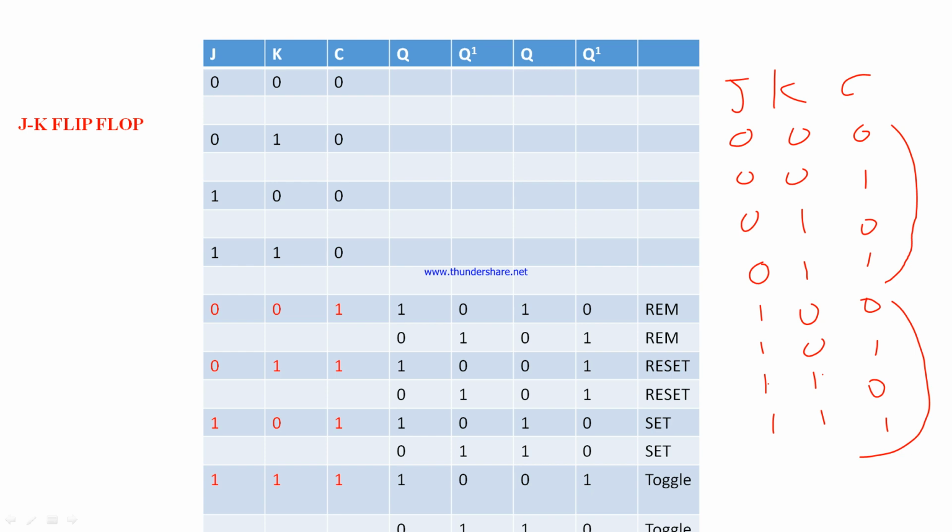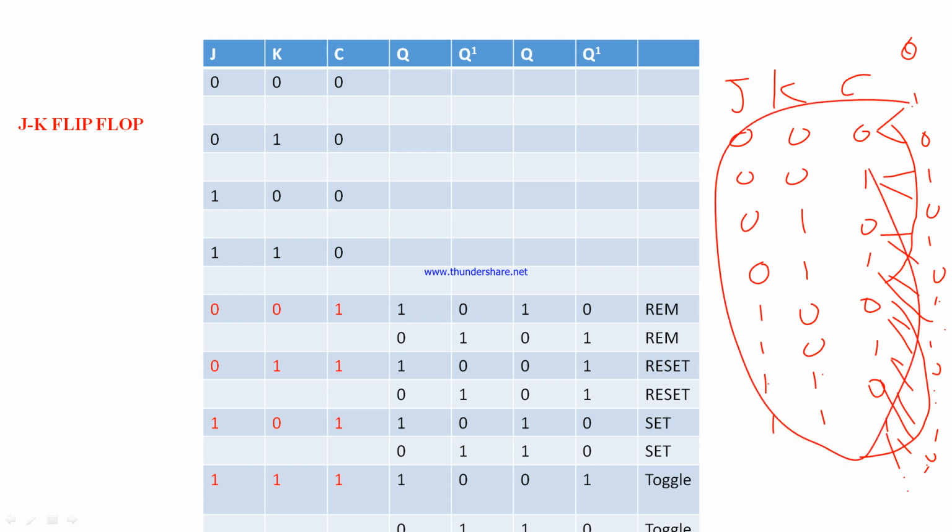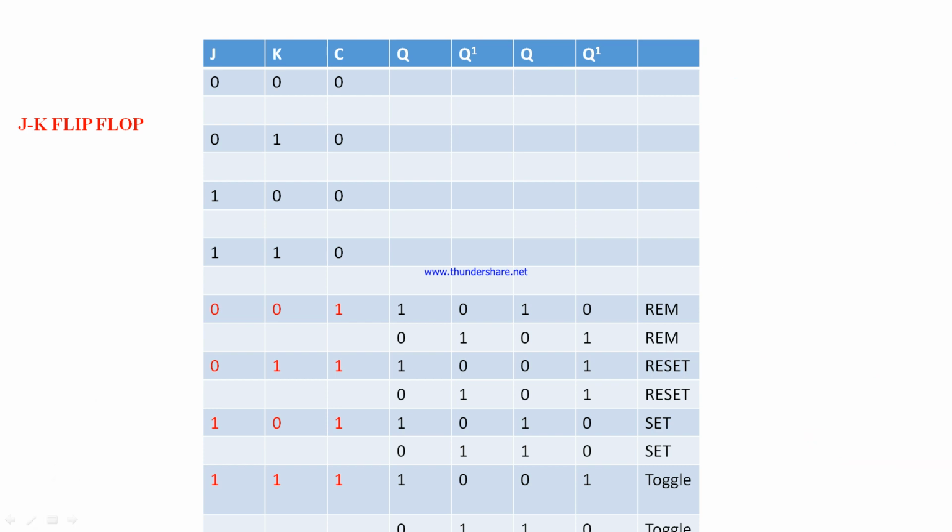You should understand. Now, for the 8 possibilities, every time I will assume there are 2 possibilities. One time I assume Q as 1 and Q dash as 0, and for each of the 8 possibilities, there will be 2 possibilities. So for the 8 possibilities, I have to multiply by 2. I get 16 possibilities.